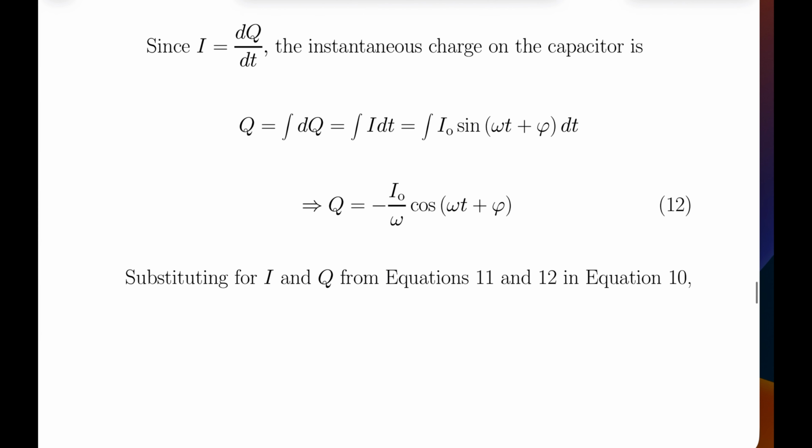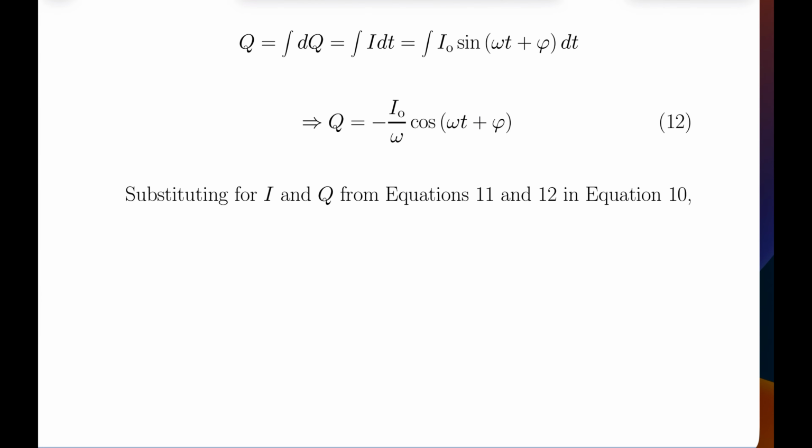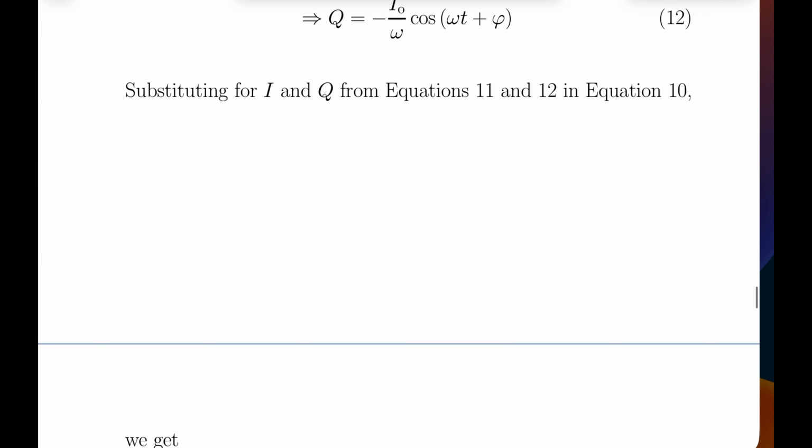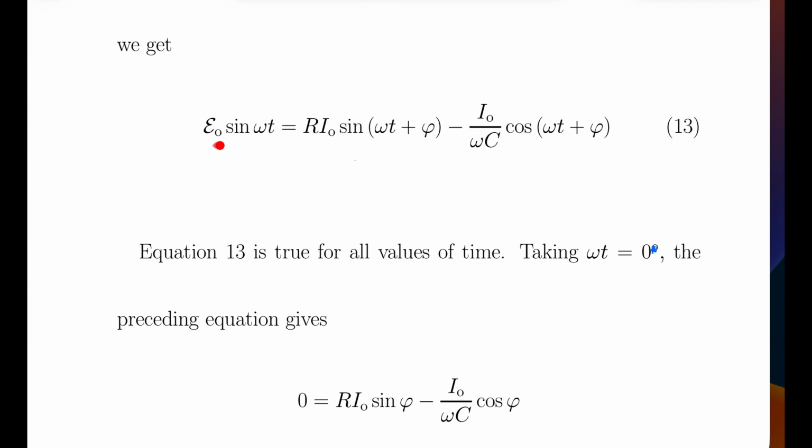Okay? Substitute for I and q from equation 11 and 12 in equation 10. What do you get? You get E naught sine omega t is equal to R I naught sine omega t plus phi minus I naught by omega C cos omega t plus phi.